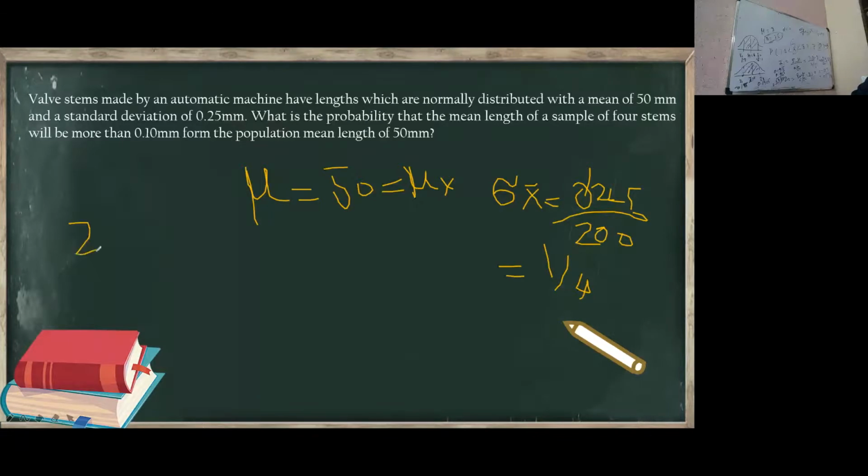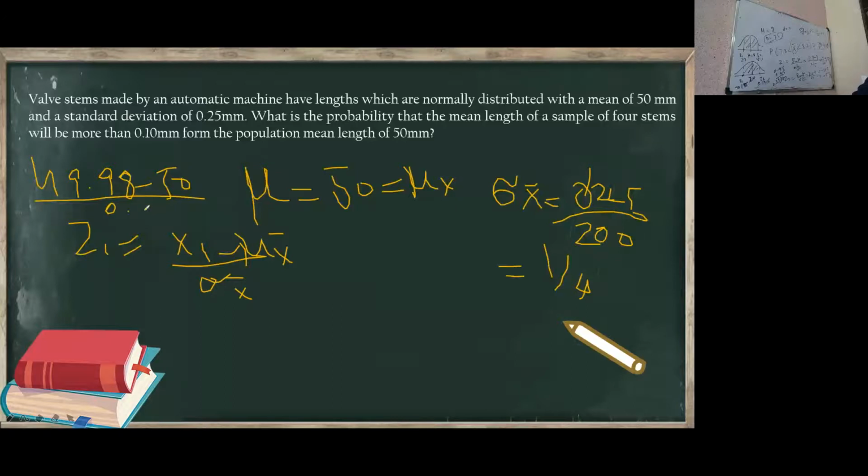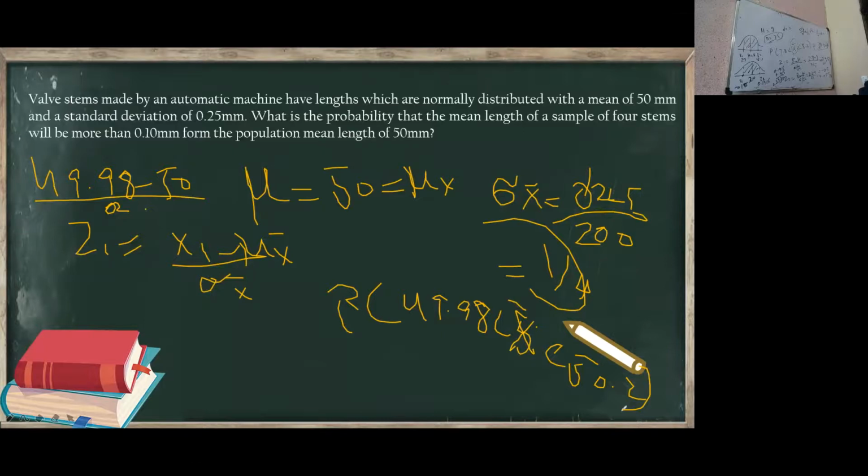So you have z1 is x1 minus mu x bar upon sigma x bar. So you have to find out 49.98 minus 50, right? Upon whatever the value of 1 by 4 here, or 0.02 something, right? Because we are interested in finding the probability of x bar being from 49.9 to 50.1. So that's what we are calculating.